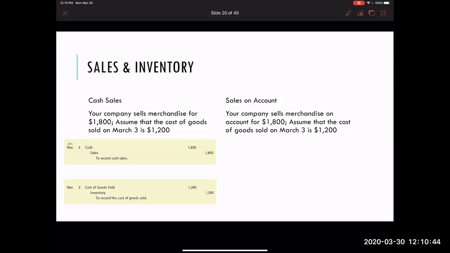Now we have the same scenario, but we have a sale on account. All a sale on account means is that it's an accounts receivable. Your customer has provided you with an IOU. What they're saying is, I promise to pay you maybe within 30 days, or whatever the terms are. And then you're debiting accounts receivable for $1,800 and crediting sales. And again, what does not change is the cost of buying that inventory from the seller.